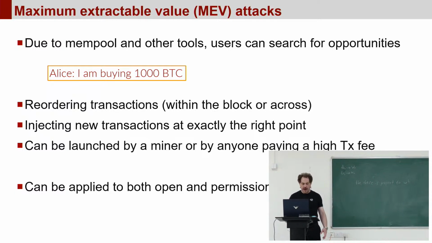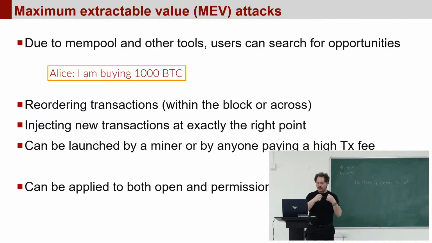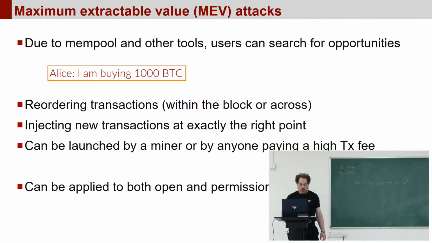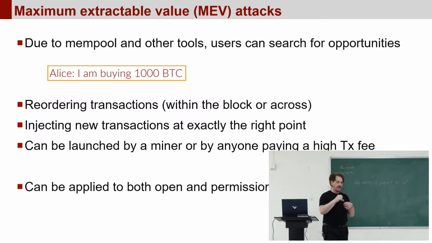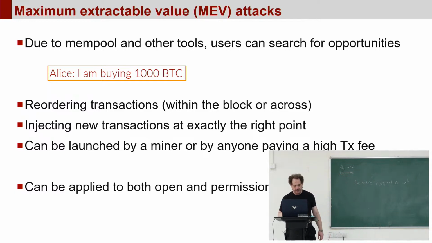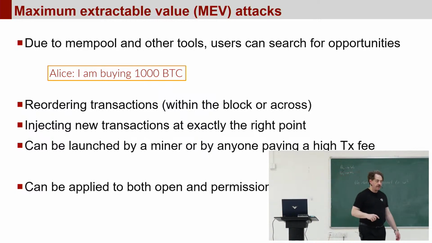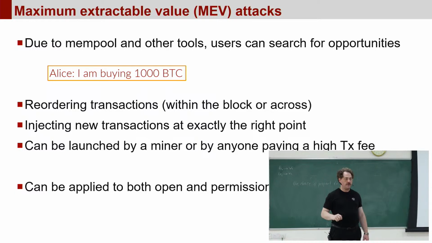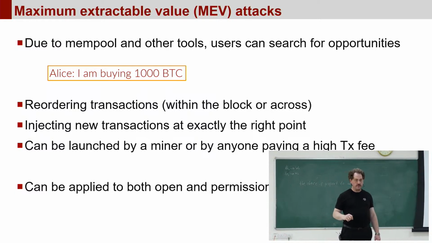How do I exploit it? I can try to reorder transactions within the block or across the blocks. I can inject new transactions at exactly the right point. And how can those attacks be launched? They can be easily launched by a miner who can just put the transactions within the block in a certain order. Or they can be launched by anyone paying a high transaction fee. If someone pays a high transaction fee, it's very likely that this transaction will go before a transaction from Alice, in all likelihood.